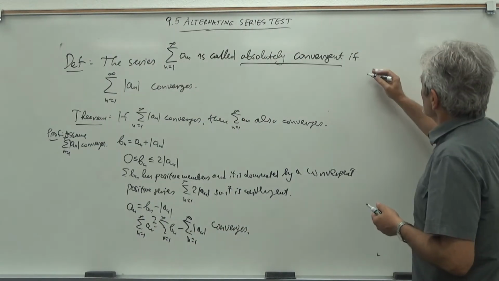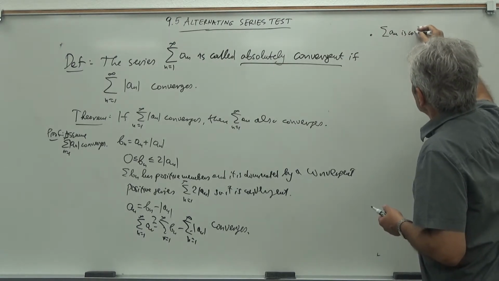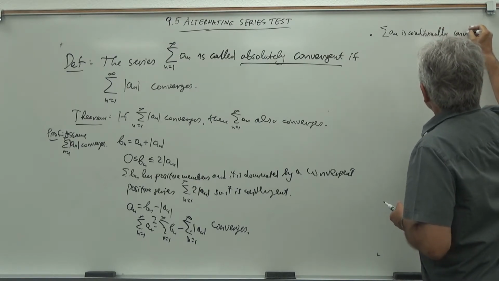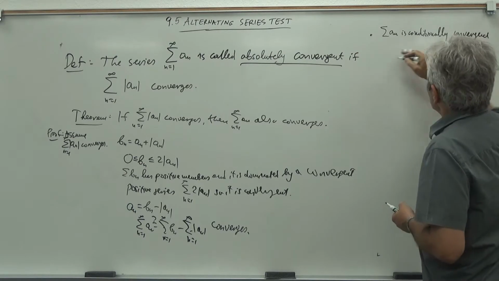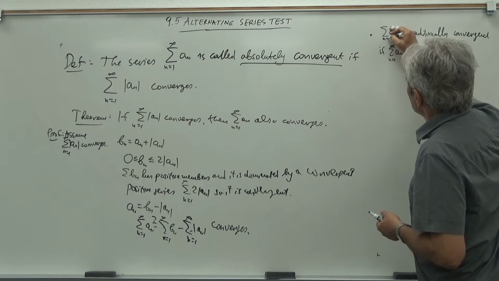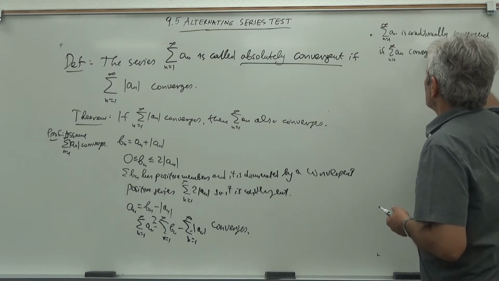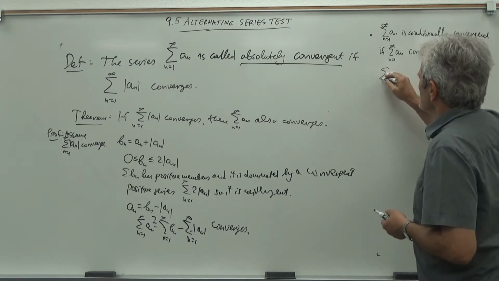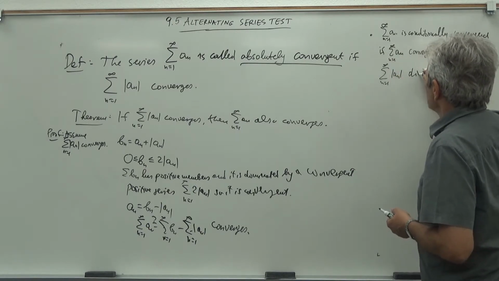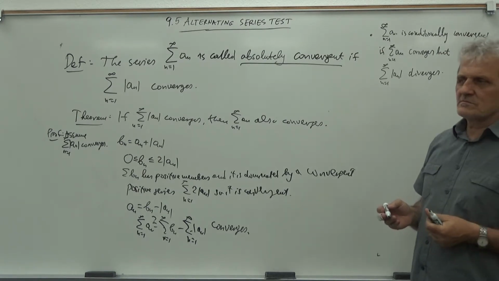So let me squeeze it in here. Sigma An is conditionally convergent if the sum of An, n goes to infinity, converges, but the sum of absolute value diverges. So that's like a weaker version of convergence.